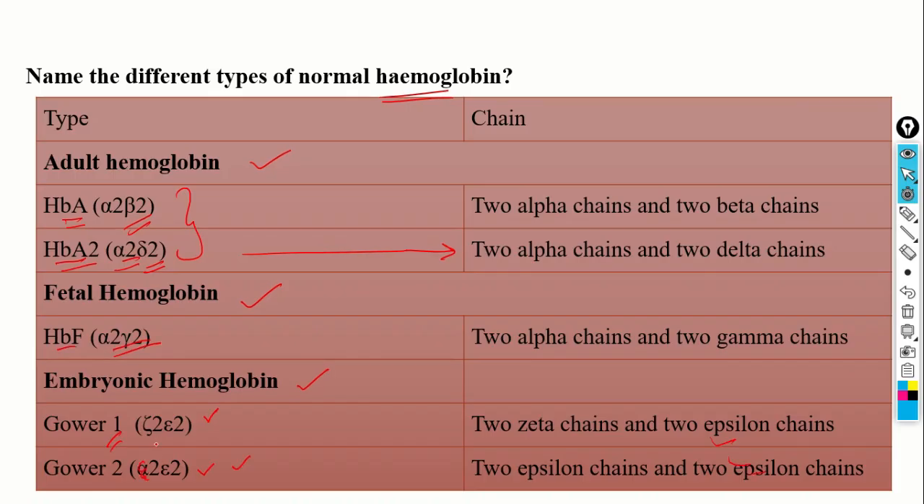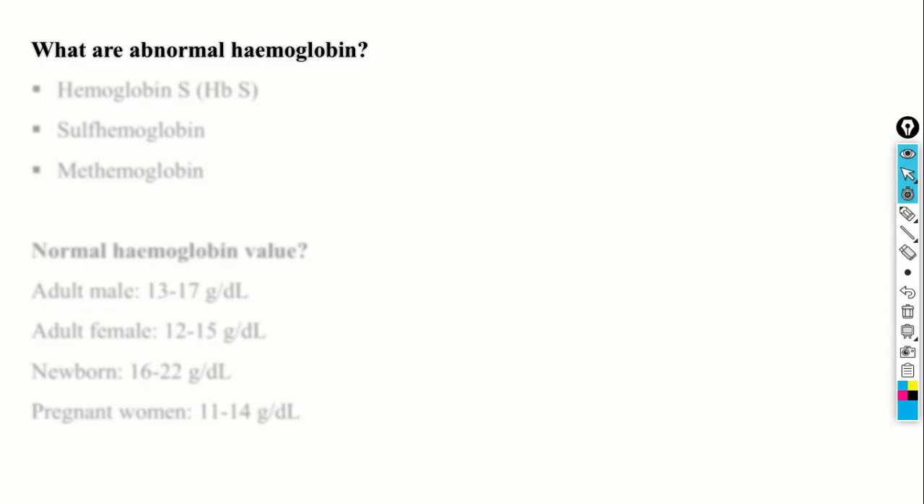Embryonic hemoglobin, we have Gower 1 and Gower 2. Gower 1 has 2 zeta chains and 2 epsilon chains, and Gower 2 has 2 alpha chains and 2 epsilon chains. So these are the normal hemoglobin types you have to answer. What are the abnormal hemoglobins? You have to say hemoglobin S, that is sickle cell, and then sulfhemoglobin, methemoglobin types, and obviously you have to answer the normal hemoglobin value.